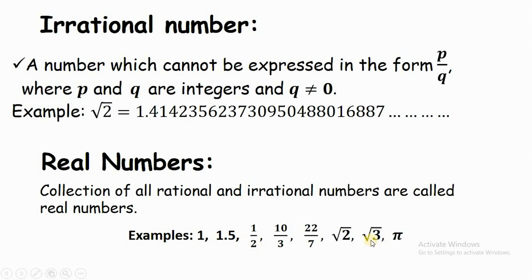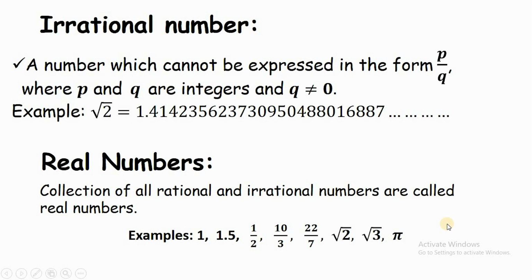Now, a thing to keep in mind is that the square root of any number which is not a perfect square is called an irrational number. For example, 4 is a perfect square number and the square root of 4 is 2. Therefore, the square root of 4 is not an irrational number. It is a rational number. So keep in mind that the square root of any number which is not a perfect square is an irrational number.